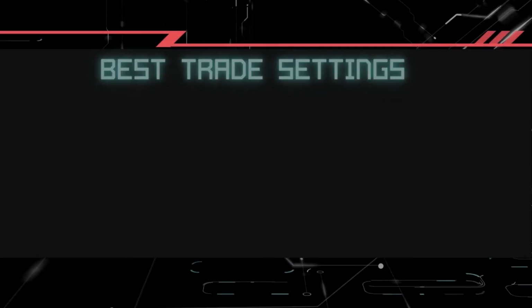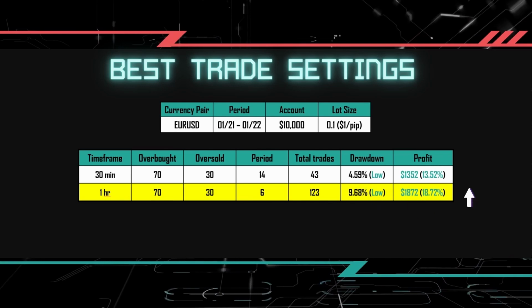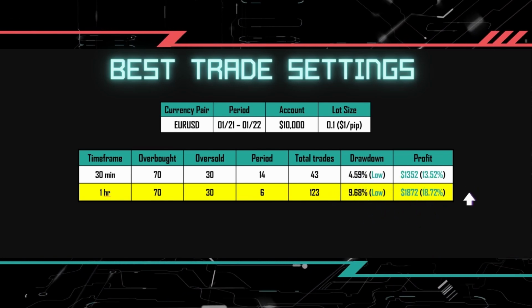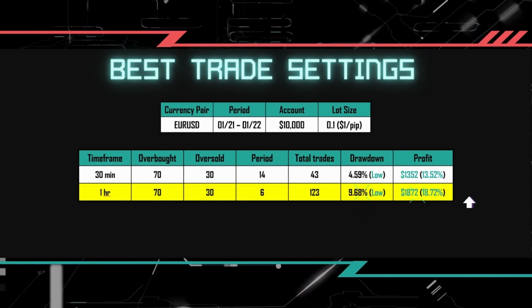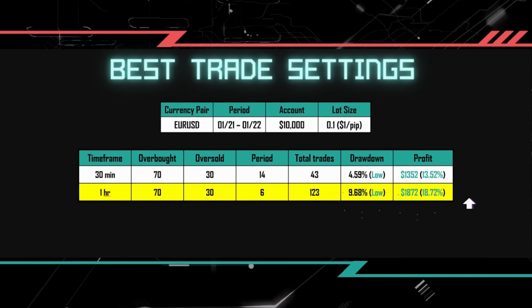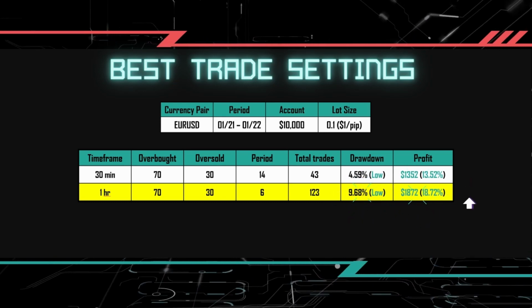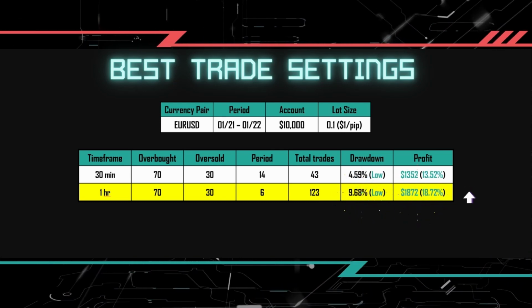Here we have the best setting to achieve the most profitable result. From the result table below, we can see that the best result for the RSI mid-level crossover strategy is to use the same overbought and oversold levels, which are the 70 and 30 levels. As for the RSI period, period 6 gave the best result.